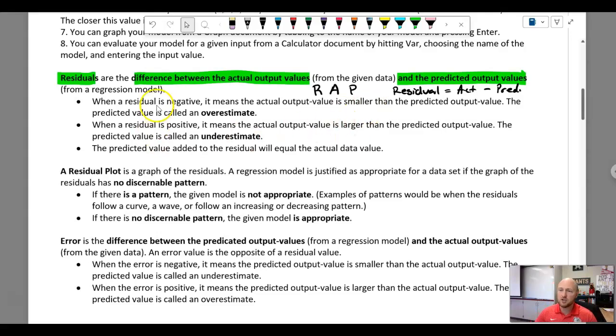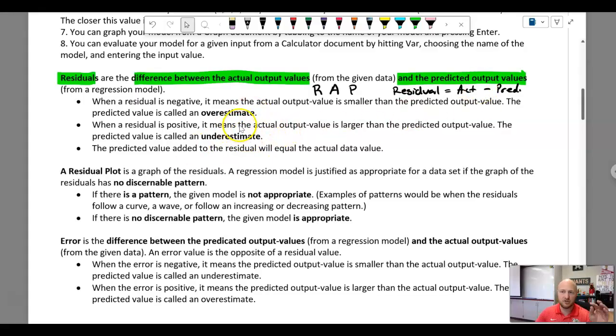Now, if your residual is negative, that means that your predicted value was bigger than your actual data point. And so what that is going to mean is that you had an overestimate. You were overestimating what you had. Okay, so if residual is negative, you get an overestimate because it's actual minus predicted. Predicted is bigger, you overestimated. When your residual is positive, actual minus predicted is a positive value. That means that your actual was bigger than predicted. So your prediction was underestimating. Okay, so if residual is positive, you get an underestimate.